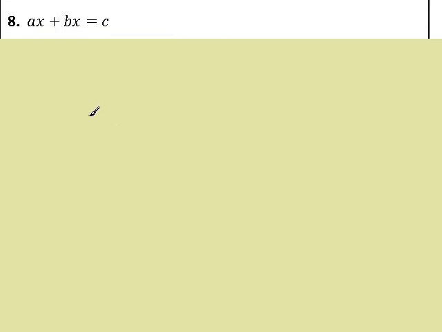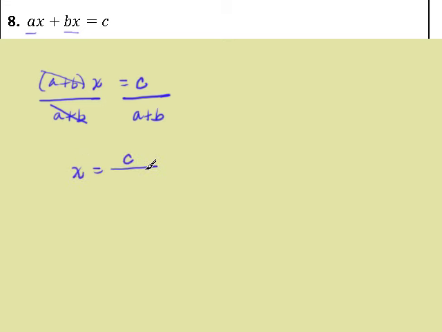Okay, in number 8, we have these two x terms, and we'd like to somehow get only one x term. All right, so what we can do here is we can actually factor out x from those terms. So let's do that. So we have a plus b times x is equal to c. So we just pulled out the x over there on the right-hand side. And now to finish solving, we'll divide both sides by a plus b. Okay, so we have x is equal to c over a plus b.